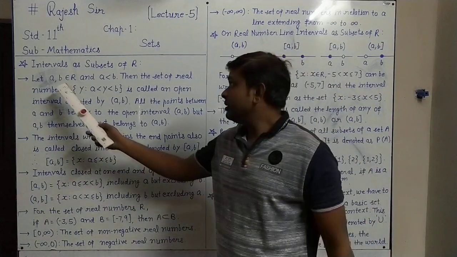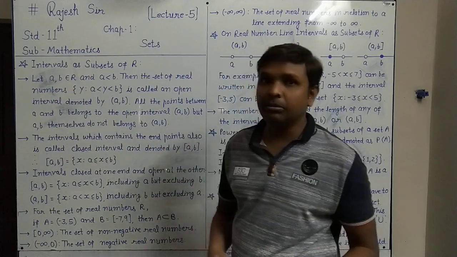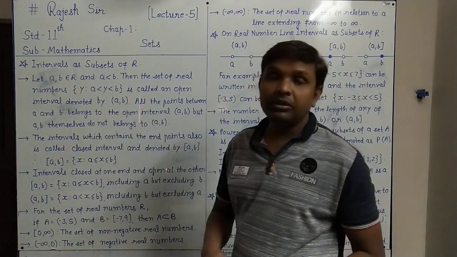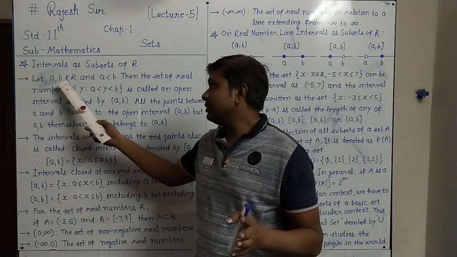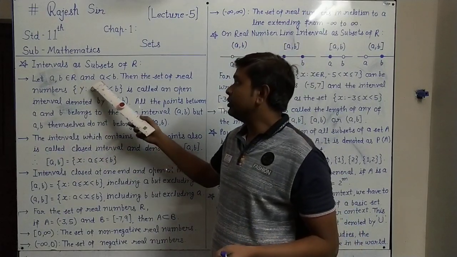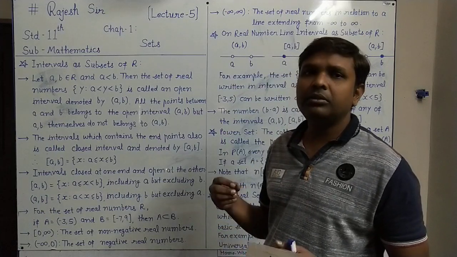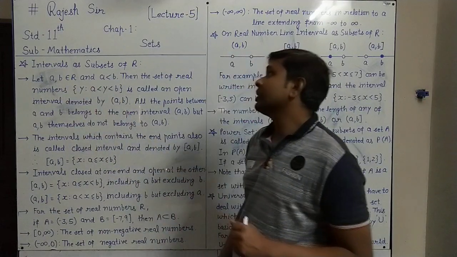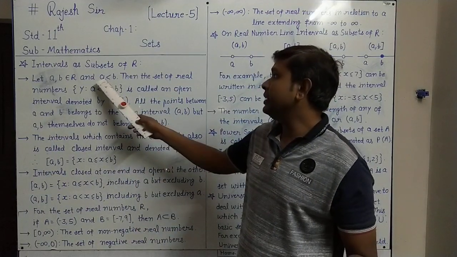Intervals, do you understand it? Let A and B belong to R, that means any real number. R is for the set of real numbers in maths. So the two numbers we are selecting, A and B, belong to R, and A is less than B. For example, A is 7 and B is 25. B is greater than A, and A is less than B.